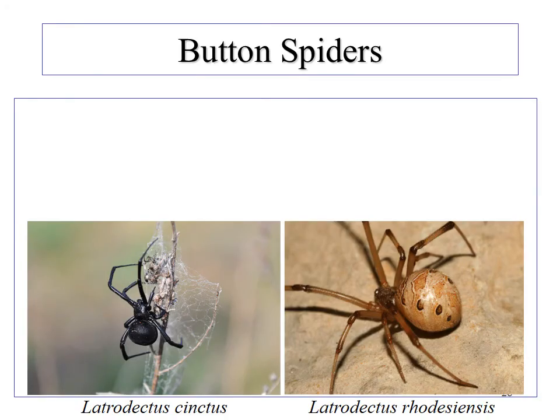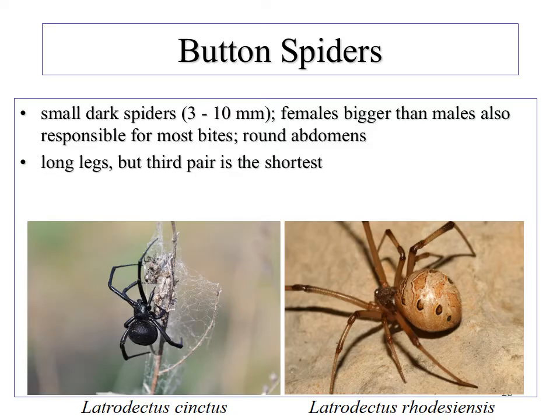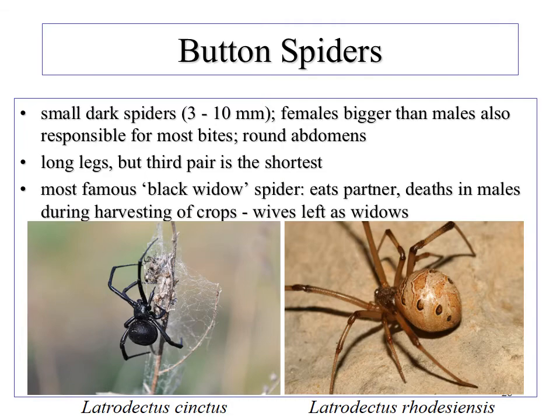So now with button spiders, they're small, dark spiders, up to 1 centimeter or so. The females, like I said earlier, are larger than the males and are also responsible for most bites. And they've got round abdomens. That's the round abdomen, as you can see. They have long legs, but the 3rd pair is the shortest. You can see there, the 3rd pair is the shortest.